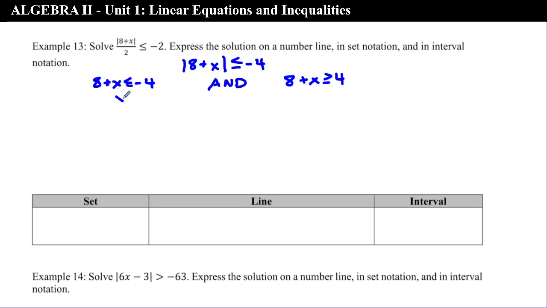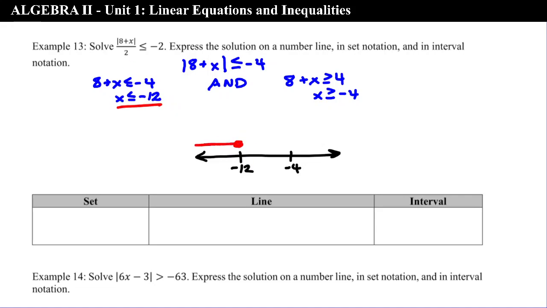So we subtract 8 from each side on this one. We get x is less than or equal to negative 12. Subtract 8 on this one, x is greater than or equal to negative 4. So let's sketch what that looks like. We've got negative 12. We've got negative 4. For the first one, we have x is less than or equal to negative 12. For the second one, we have x is greater than or equal to negative 4.